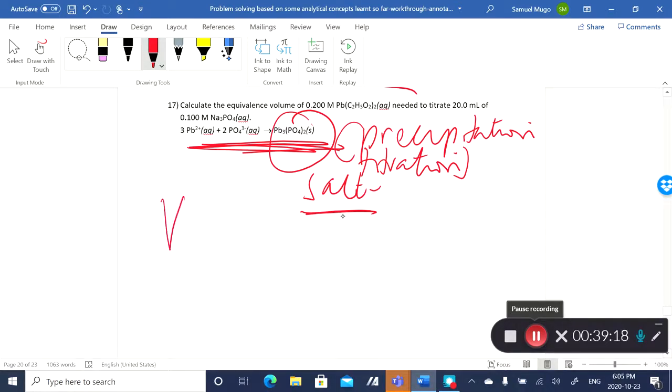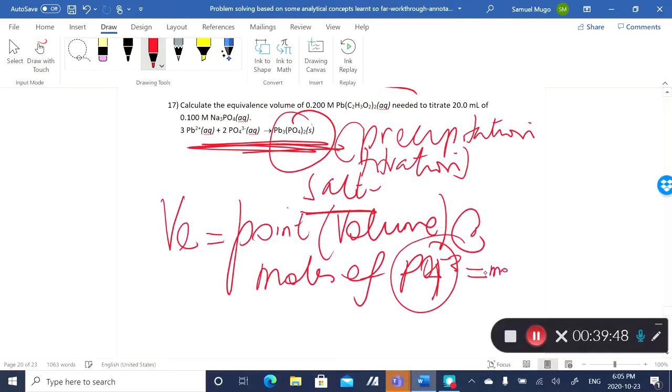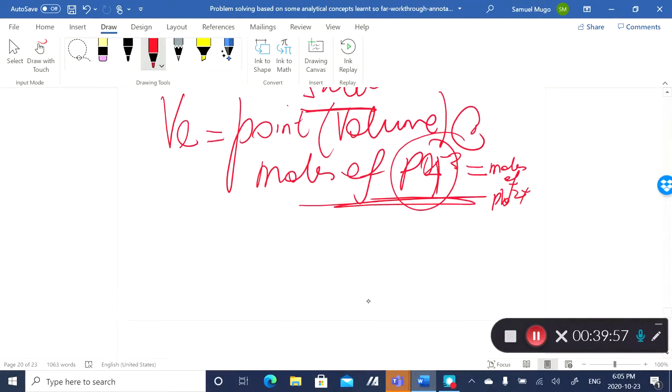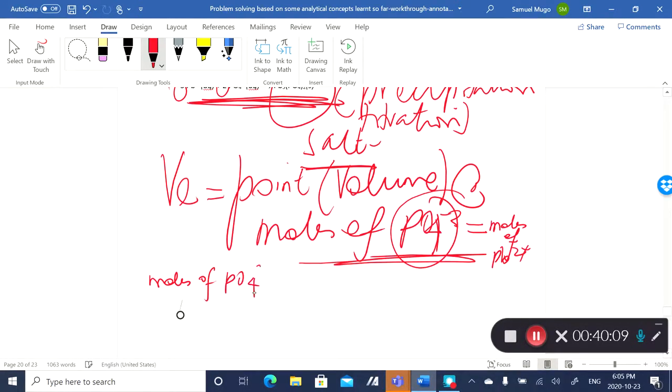The equivalence volume. Again, remember the equivalence volume is the point at which, or the volume at which, you've added enough moles of the analyte, in this case the phosphates, equal to the moles of the lead. You've added enough volume to satisfy that relationship. And so, again, remember stoichiometry, very important. So the moles of the phosphate that you use to titrate is equal to 20 mL times 0.1 molar. So this gives you 2 millimoles.